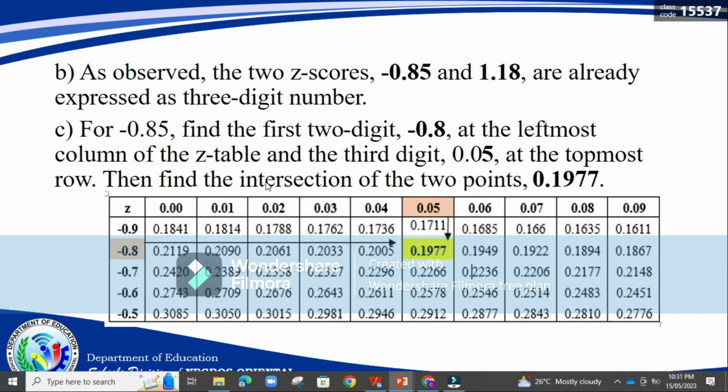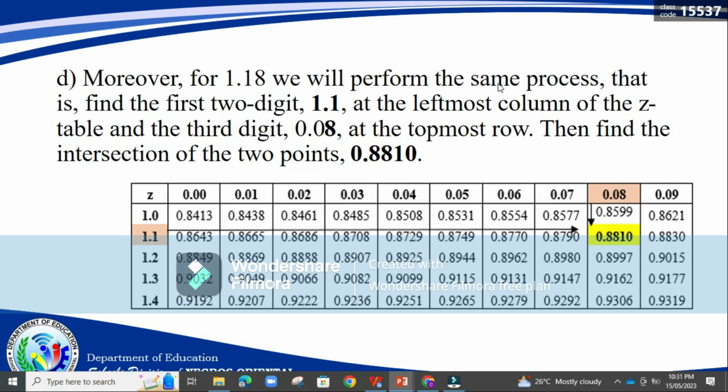So this is now the intersection of the two points, negative 0.8 and then negative 0.05. So you have 0.1977. So we're done getting the area of negative 0.85. But remember, this is the area from the infinity to the right. Later on, we'll subtract. But first, we also have to get this one, the area of that z-score.